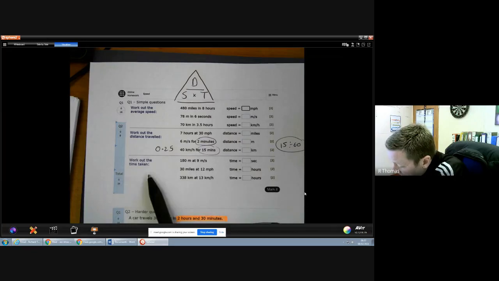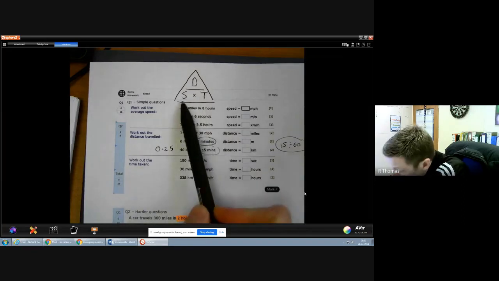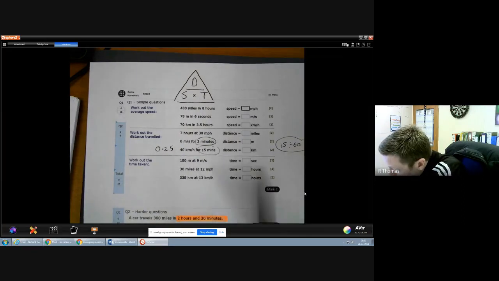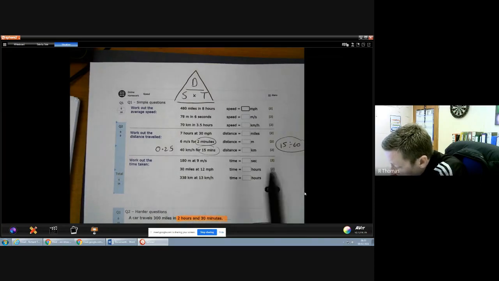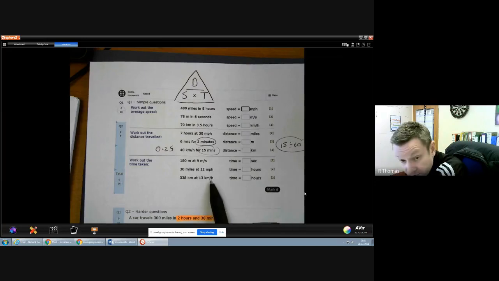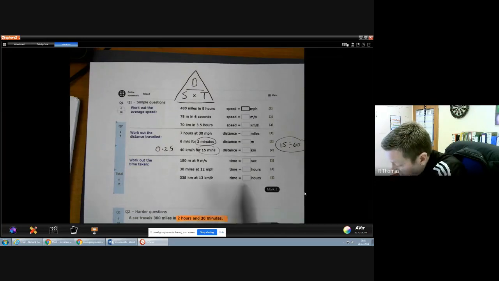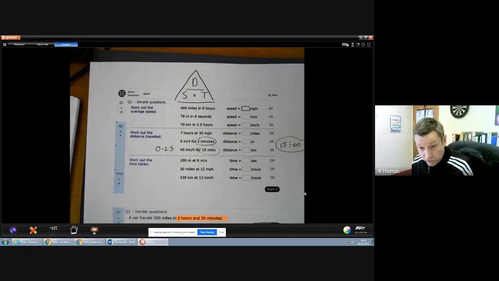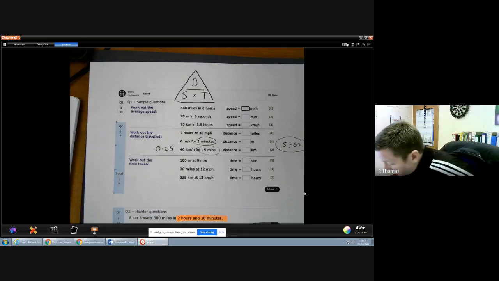This one, working out the time now, so that's distance divided by speed. I've got meters per second. They want the time in seconds, so I just divide the numbers. I've got miles per hour. They want it in hours, just divide them. I've got kilometers per hour. They want it in hours, just divide them. Okay, so that's not too tricky there. Just be careful pressing your buttons.